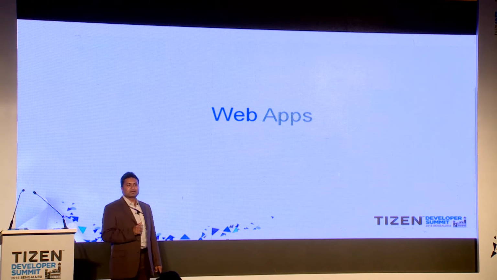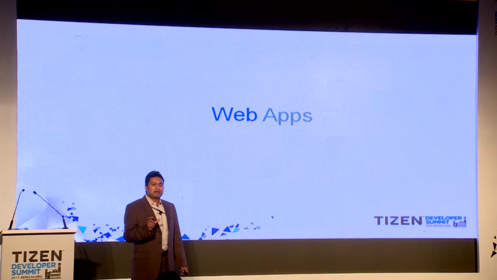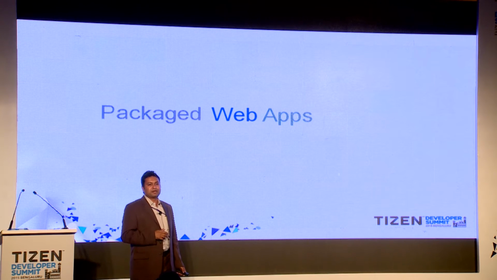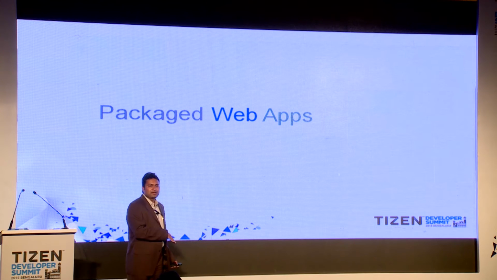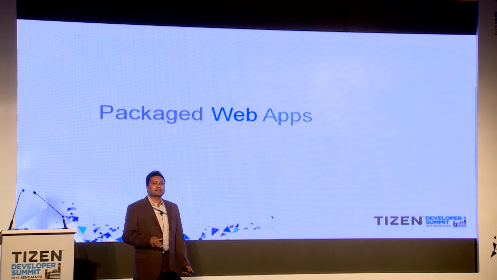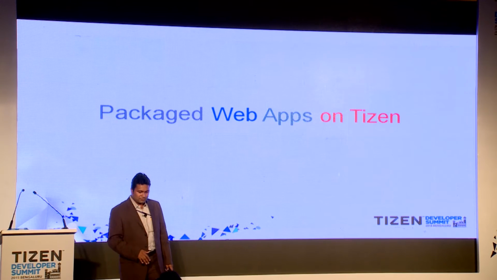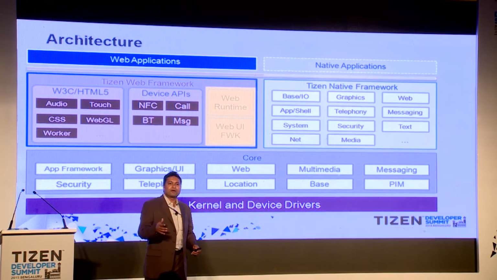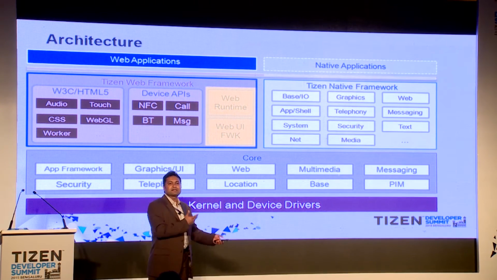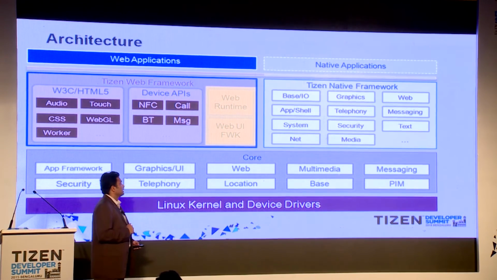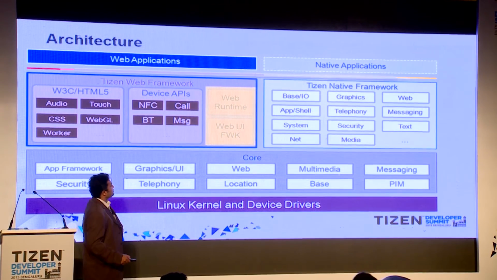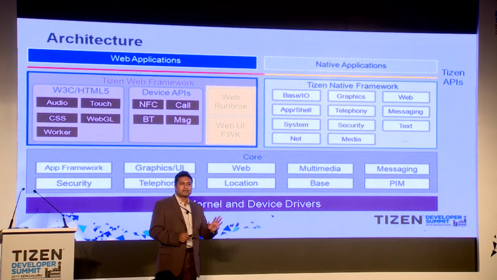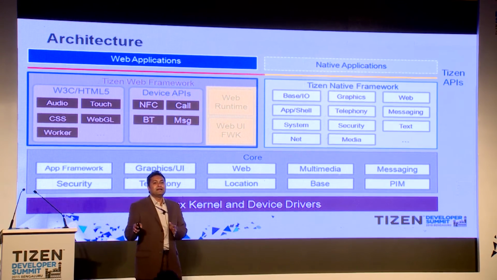And what kind of web applications? These web applications are not links to some web pages. Those are packaged web applications. So what I will be discussing in this session is packaged web applications that are available on the Tizen platform. So let's see the platform architecture of Tizen that supports the kind of web application that I am talking about. In this diagram on the top, I am showing the layer of Tizen APIs. Tizen APIs are composed of two things: a set of web APIs and a set of native APIs.